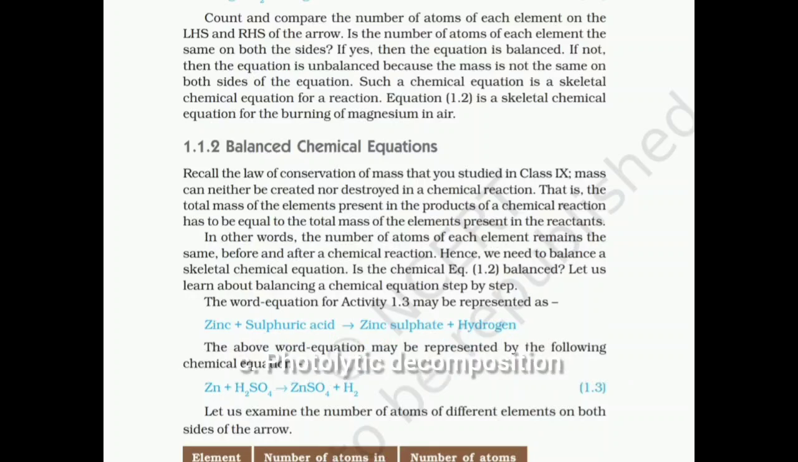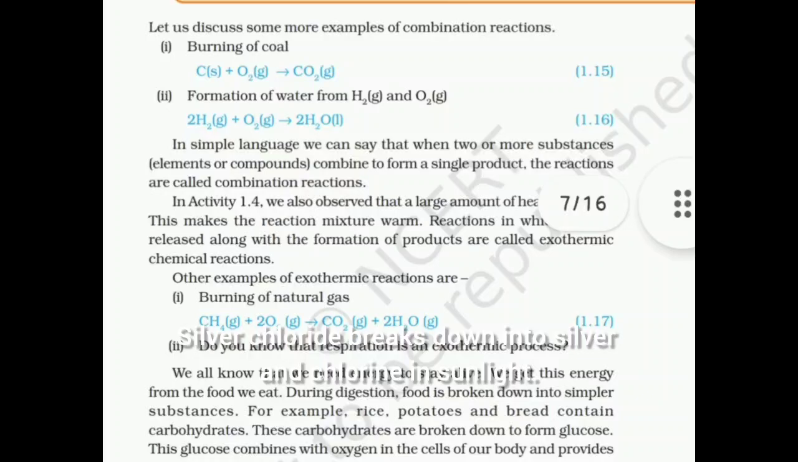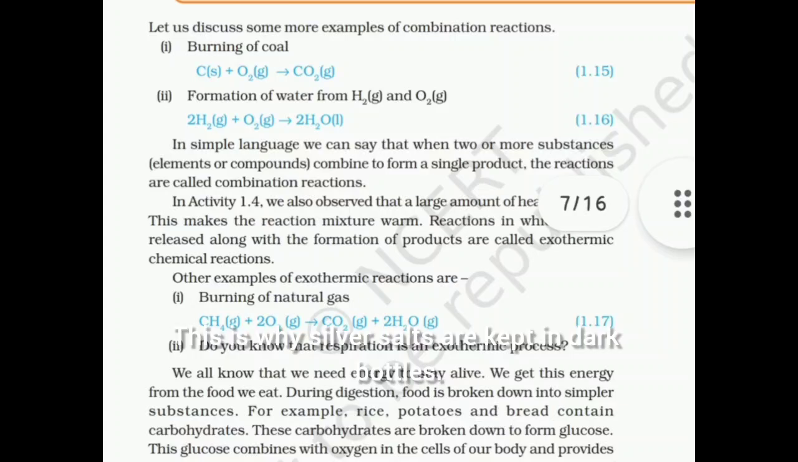C. Photolytic decomposition. Light energy is used. Example: silver chloride breaks down into silver and chlorine in sunlight. This is why silver salts are kept in dark bottles.